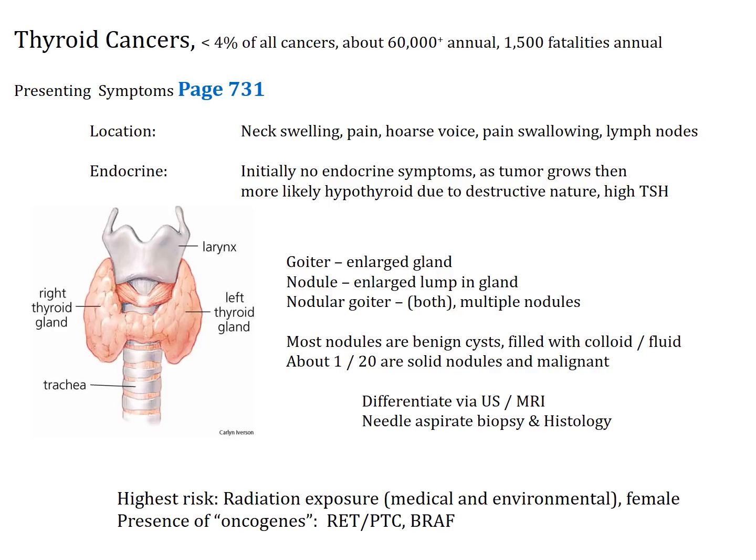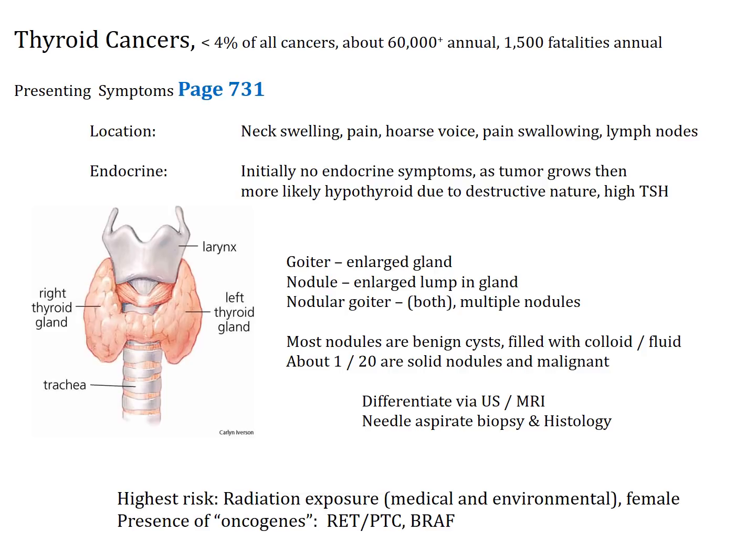Okay, so now some more definitions. A goiter is an enlarged gland. A nodule is a lump in the gland, and a nodular goiter is multiple nodules increasing the size of the gland, okay? And the thyroid can go one of three ways. You can get a goiter, which is just enlargement of the entire gland. You can get a nodule, which enlarges within the gland, or you can get the entire thyroid gland enlarged because of a bunch of nodules. That would be called a nodular goiter, okay?